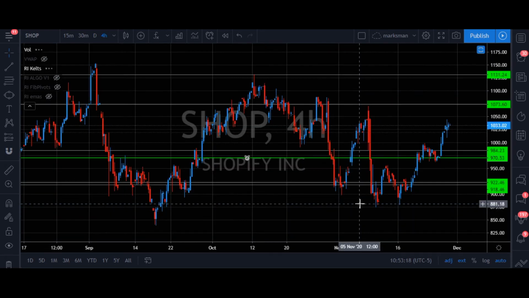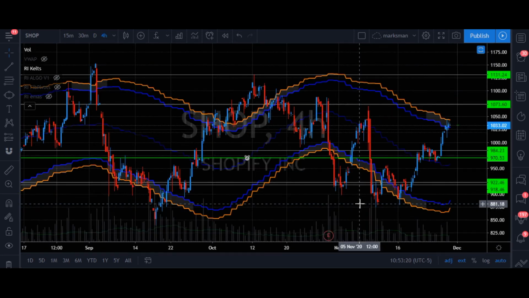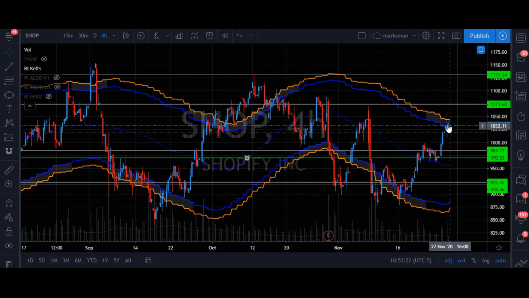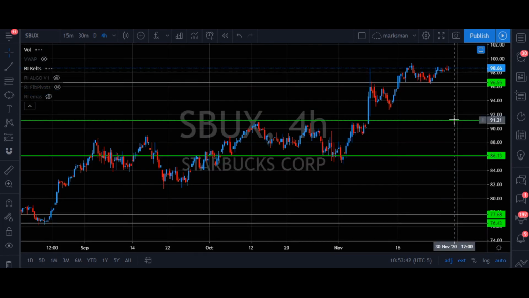You just go through it and you want to find areas that it's at. Like right now, Shop. Shop is at the top of this Kelt. So if I was to want to play Shop, I'm going to be looking to see if we can break out this 1044 area, or if we're going to reject it and come back inside at this 1029 area. So those are two areas I'd be looking to go long or short on this thing. So it's just a really neat little thing to use.